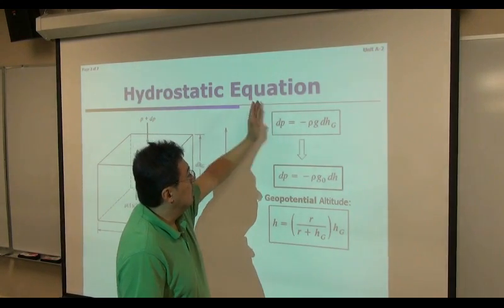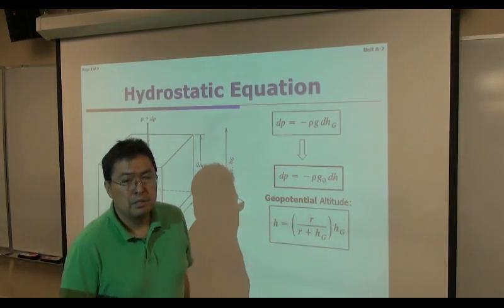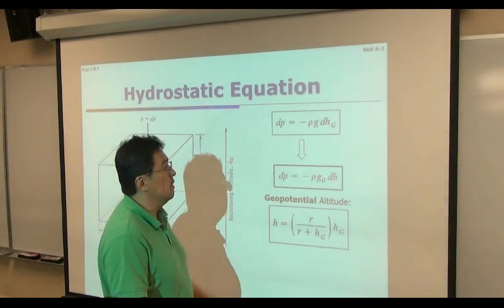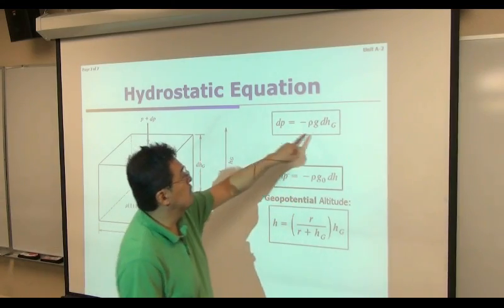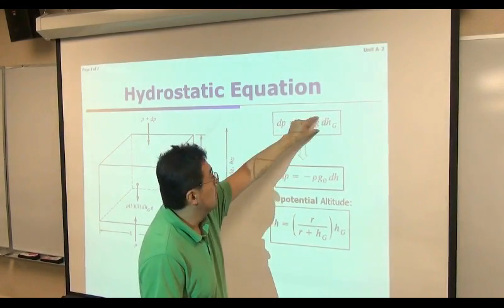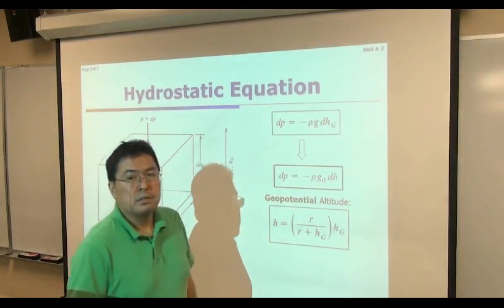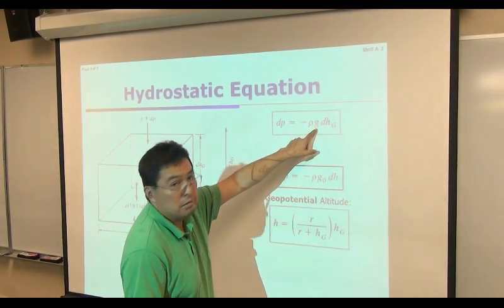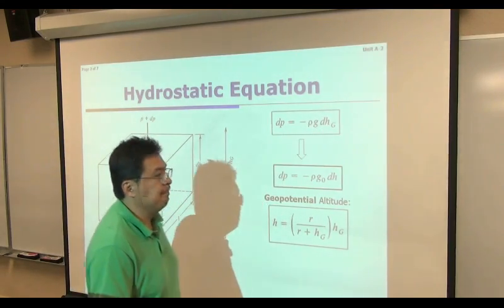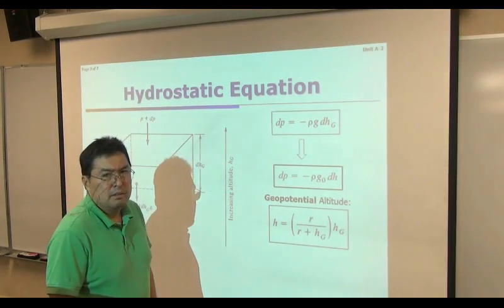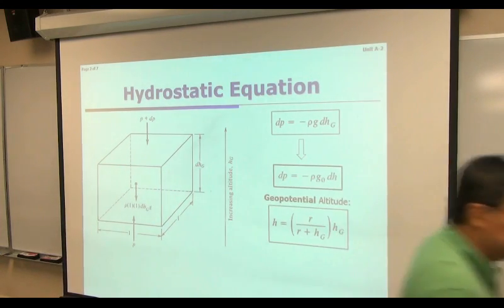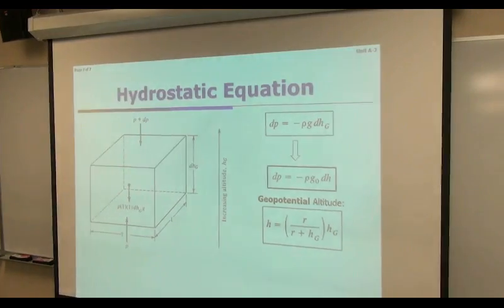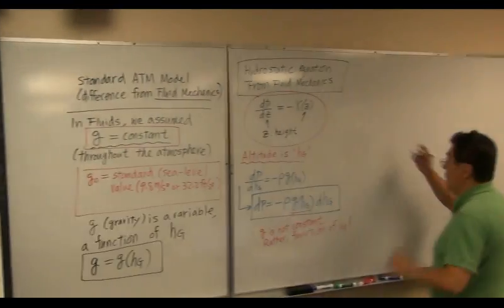You really cannot integrate this equation to come up with an algebraic form, which we did in fluid mechanics. In fluid mechanics, what we did was assume this is constant, then we can integrate both sides. Now we cannot do it because we want to incorporate the change in gravity here also. Problem. What can we do? So here is the solution. Very, very important concept.